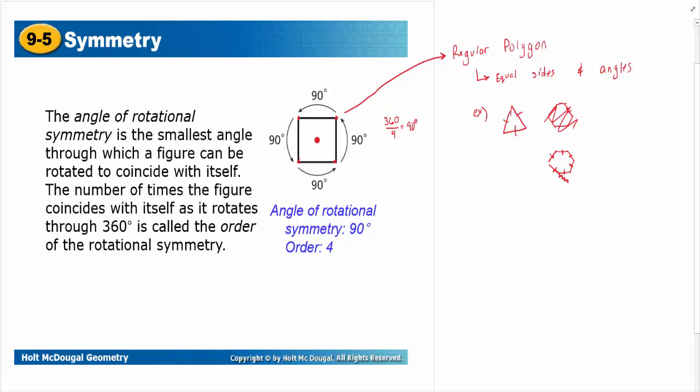Now the order is how many rotational symmetries you can do in a circle. This one would have 4. Notice that number matches the number of vertices. That's only true for regular polygons, but regular polygons are pretty common, so you might end up using that more often than not. So these are the two things we find with rotational symmetry: how much rotation we need to map the figure onto itself, and how many times we can do that within a 360-degree circle.